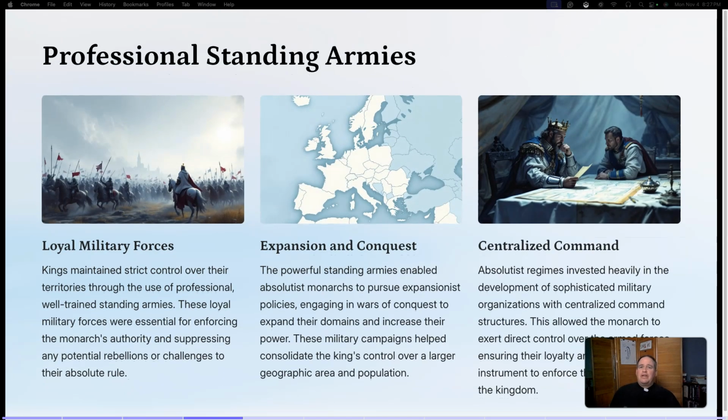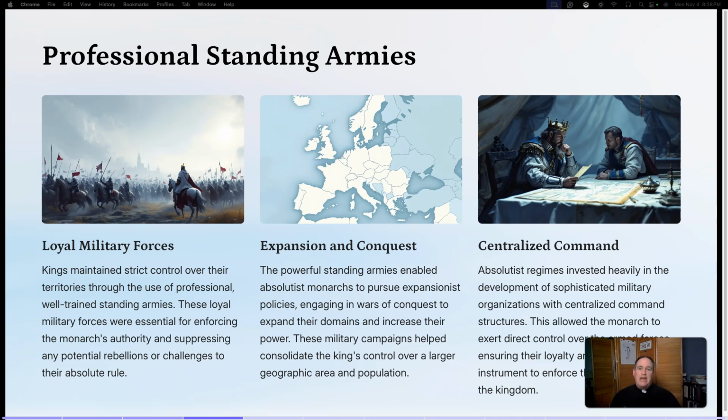So let's look at the military aspects next. The rise of professional, well-trained standing armies was essential for absolutist monarchs. These loyal forces enforced the ruler's authority and suppressed potential rebellions. With powerful armies, absolutist rulers could pursue expansionist policies and engage in wars of conquest. By investing in sophisticated military organizations, monarchs could directly control their armed forces, using military might to maintain order and authority.